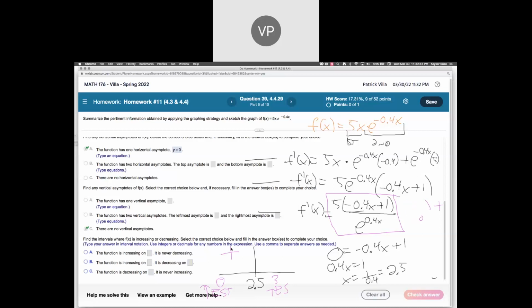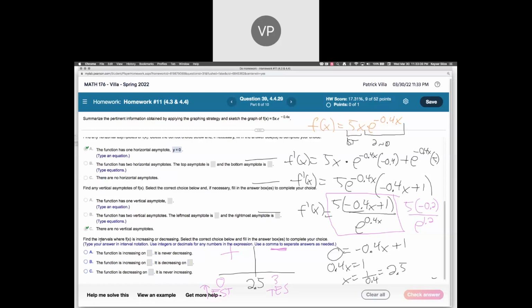Okay, if I plug in a 3, all I'm looking at is what are my signs. I get a 5, I get a negative 1.2, so that's going to be negative 0.2. And on the bottom, I'm getting e to the 1.2. What matters is it's a positive 5, it's a positive denominator, and it's a negative 0.2. So that's negative. That's how I know my function is going to be increasing or decreasing.